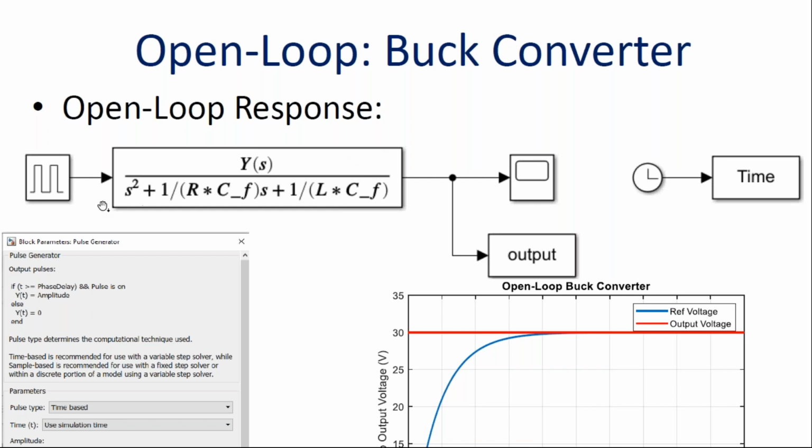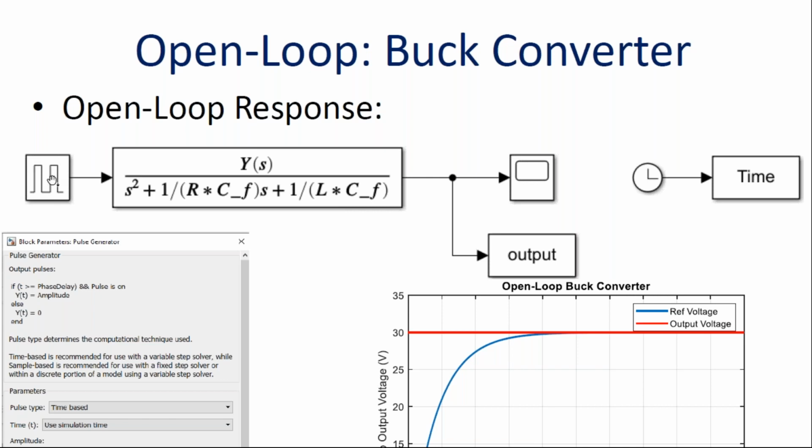Take the transfer function block and write the numerator as Vin by L, and the denominator: the first coefficient is 1, the second coefficient is 1 by R into Cf, and the third coefficient is 1 by L into Cf. The important thing here is this is the input. Always remember, the input to this plant is not Vin. The control input is the duty cycle, and the output is the desired output, the step down voltage we want.